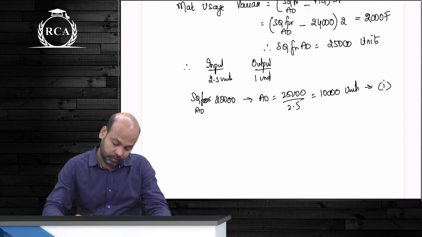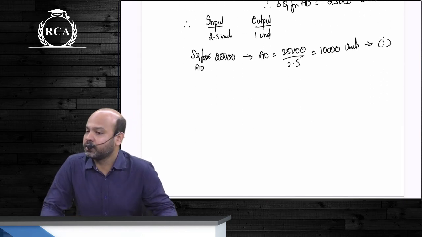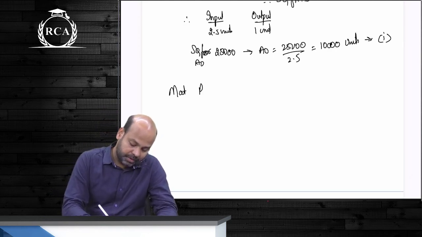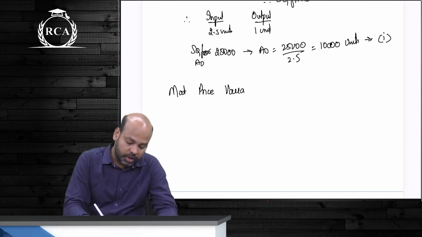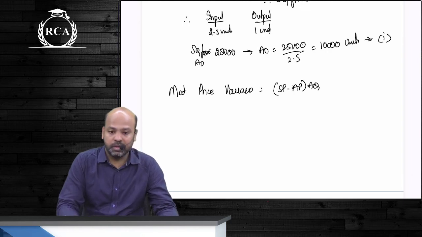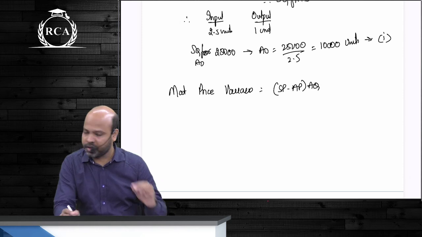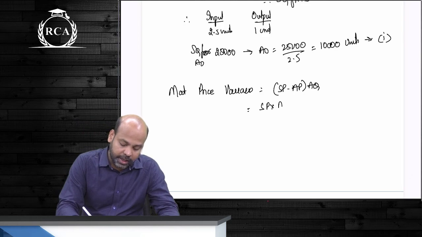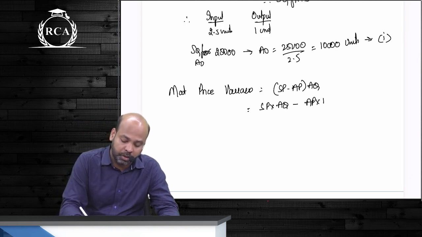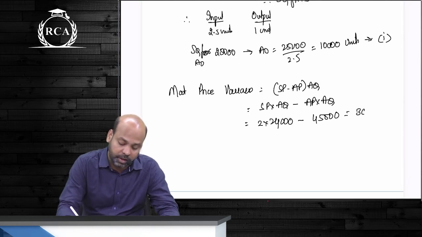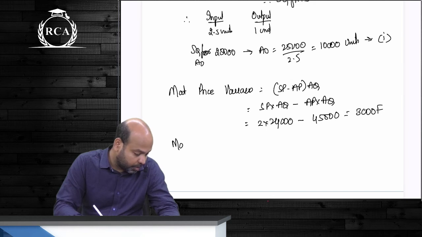Yes, beta. Did you all get this, guys? अभी क्या compute करना है बेटा? Material price variance. What will be the formula for material price variance? SP minus AP into AQ. Standard. I do not know AP अलग से बेटा. I will split the terms. I'll write SP into AQ minus AP into AQ. So this will become 2 into 24,000 minus AP AQ is 45,000. This will become 3,000. What will be your material cost variance?